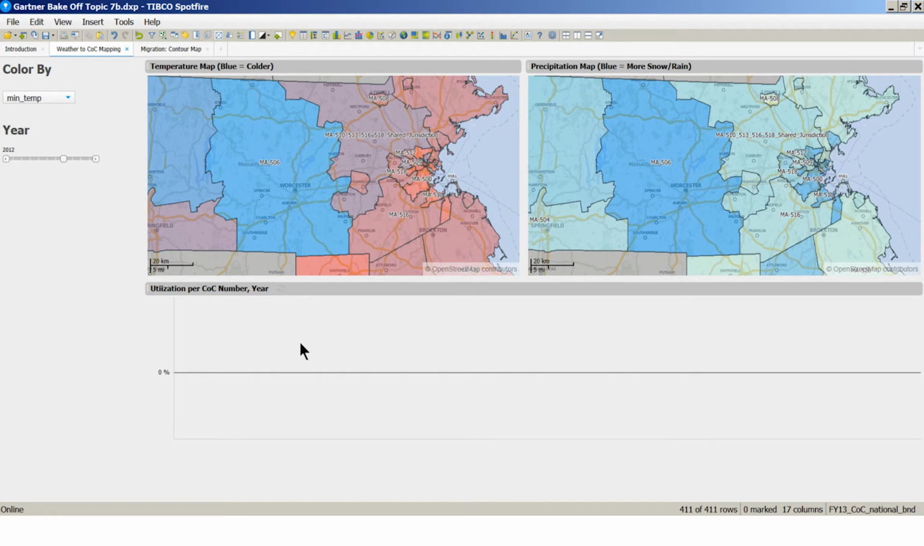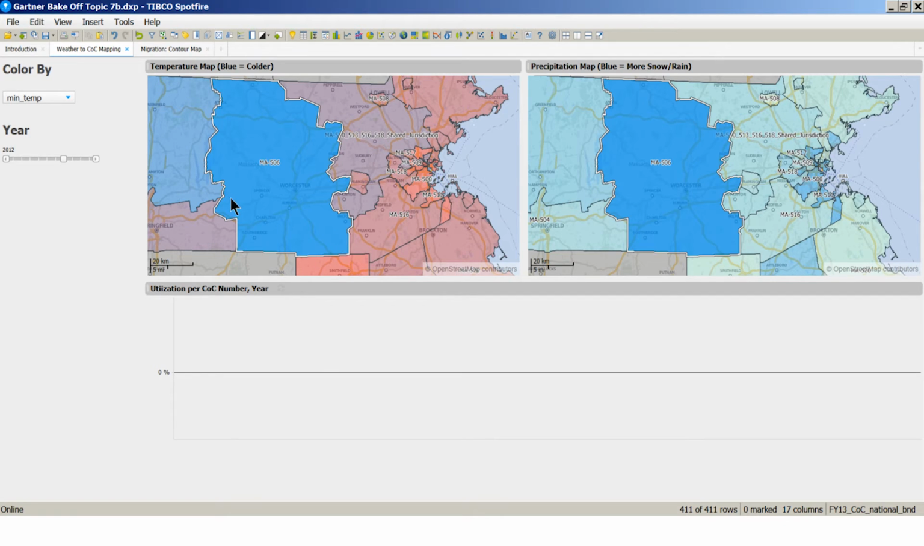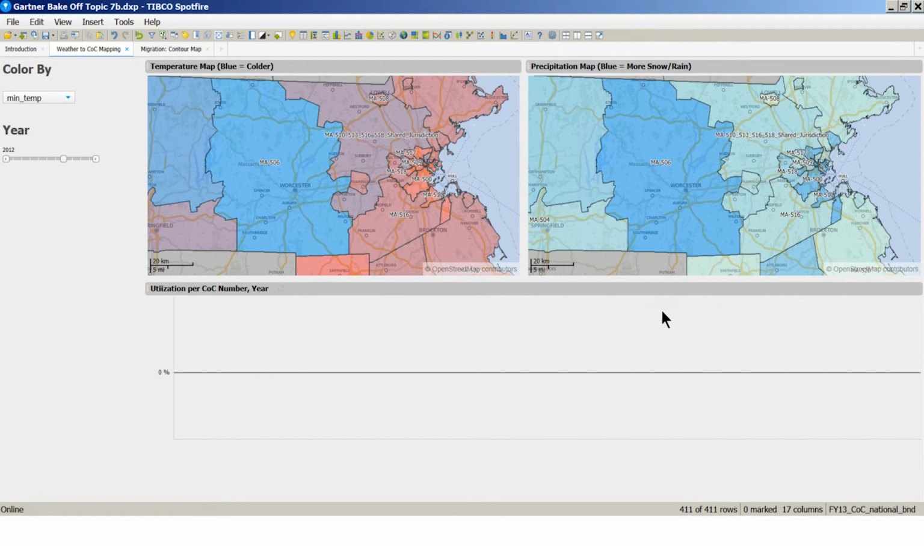We are now looking at the relationship between weather and homeless in Massachusetts in 2012. The map on the left shows cooler temperatures in 2012 away from the coast. The map on the right shows more precipitation on the coast and in the west. Let's now look at 2013. The temperature was colder, especially in the coastal areas.